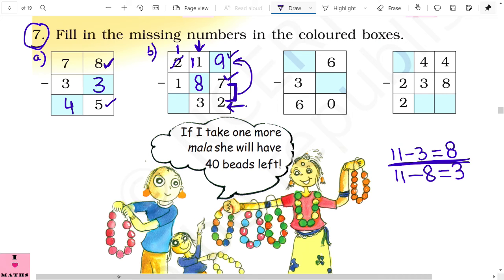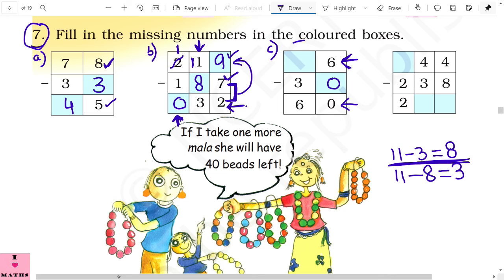Okay, now we come to the hundreds column. This is the hundreds column. So 1 minus 1 is 0, which is very easy. Okay, now let us come to question number C. Now this is very easy. We have to subtract something from 6 so that we get the answer 0. Now 6 minus 0 is 0.